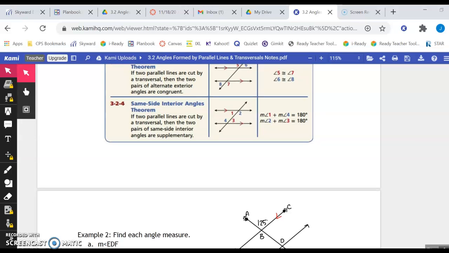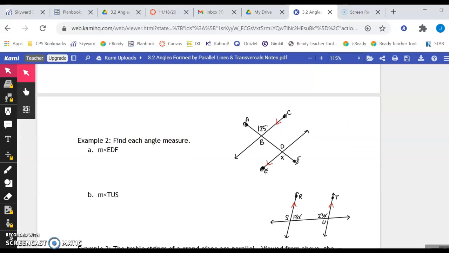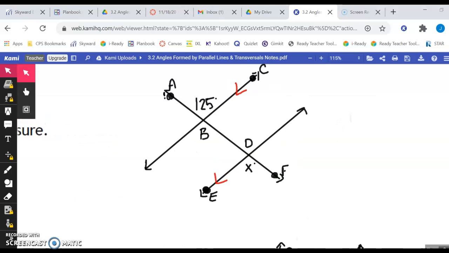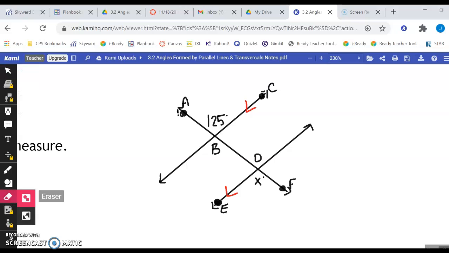And then same side interior angles. So what that says is that they're supplementary. So they're on the same side of the transversal and they're on the interior. So angles 1 and 4 would add up to be 180, and angles 2 and 3 would add up to be 180 degrees. So we have to find the measure of angle EDF in this picture. So EDF is right here, labeled with the X.